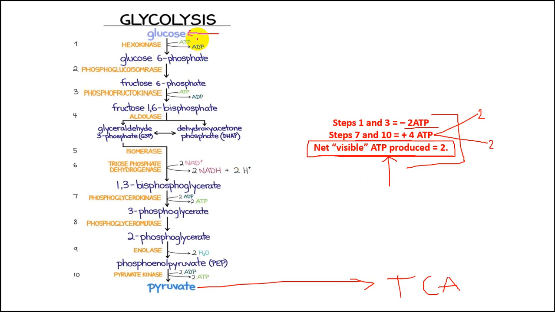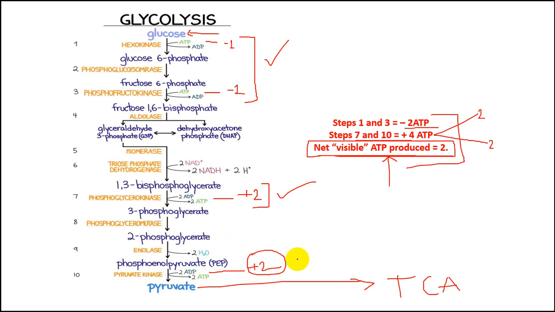So here, if you want to denote, you can say -1 ATP here, -1 ATP here, +2 ATP here, and in the last one +2 ATP. So these two are utilized, so this will cancel. This and this are equivalent, so finally we will get 2 ATP. This is the net gain of ATPs in the glycolysis cycle.